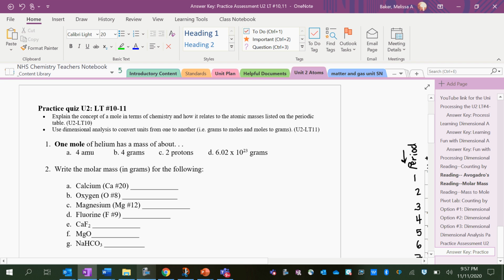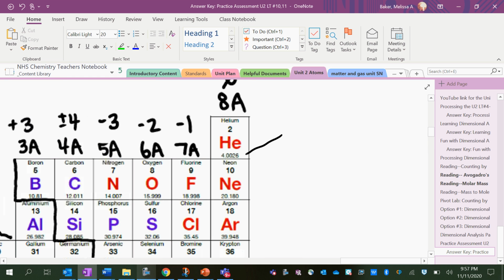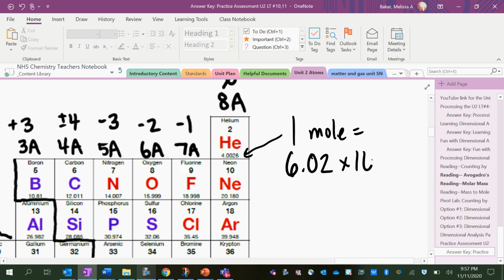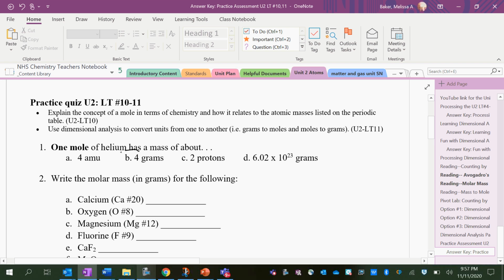1 mole of helium has a mass of about what? Well, on the periodic table, the bottom number tells you how much 1 mole of helium atoms would weigh. So again, 1 mole of helium atoms is equal to 6.02 times 10 to the 23rd atoms, which for helium is equal to about 4 grams. So the answer for number 1 is 4 grams.